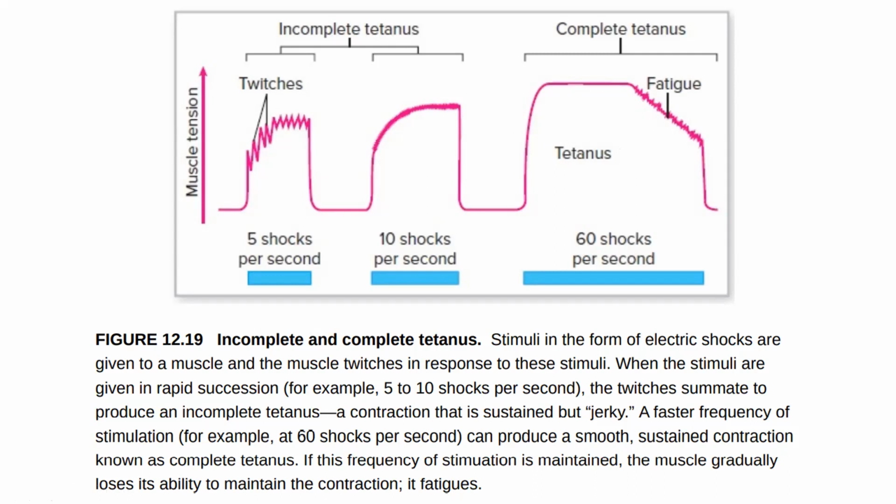And when a lot of frequent stimuli keep coming and induce contractions that are very smooth and sustained, then after a certain amount of time the muscle gradually loses its ability to maintain contraction. It fatigues, and once again we get these jerky contractions, and their amplitude, of course, decreases. This actually represents what's called fatigue of the muscle after tetanus.